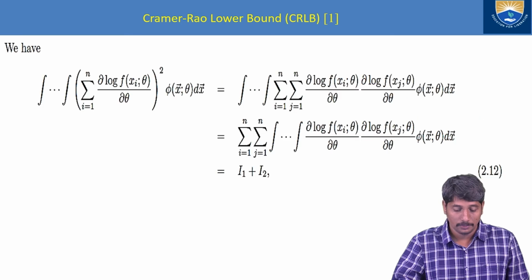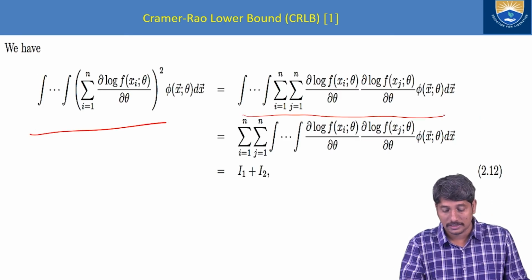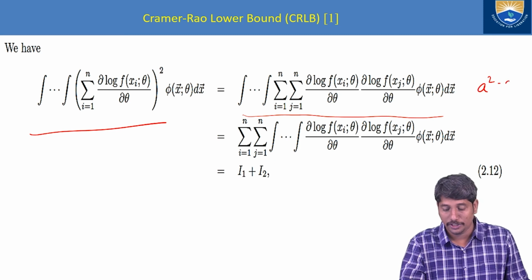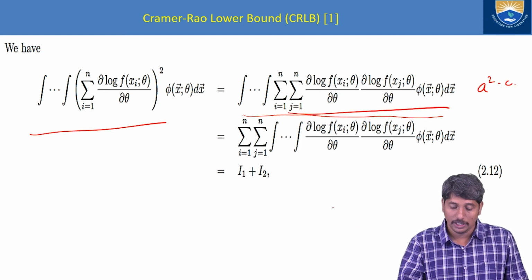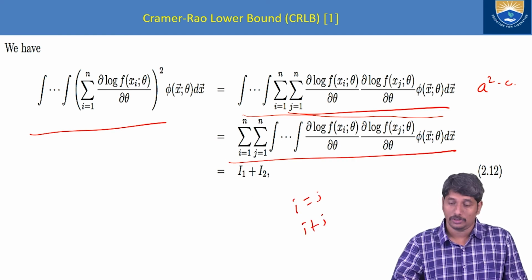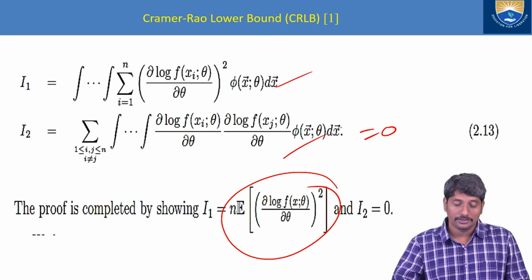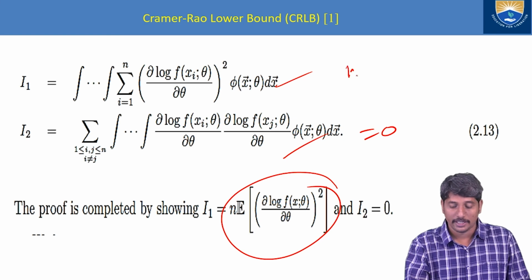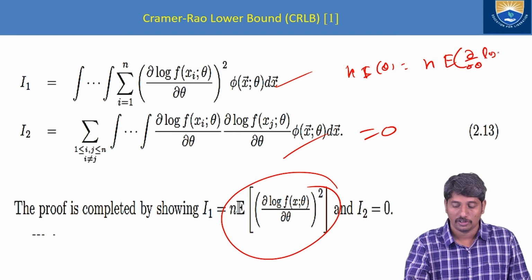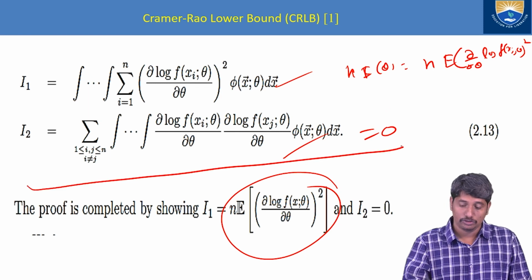Fisher's information. So for that we started with this, and we split this: a square is equal to a into a. That's what we have written, and then we have split this into two summations by using i equal to j and i not equal to j. Then we have got I1 and I2, and our intention is to prove that I1 will be n times of Fisher's information, which is n into expectation of (dou by dou theta of log of f of xi comma theta) whole square, and our intention is I2 is equal to 0.